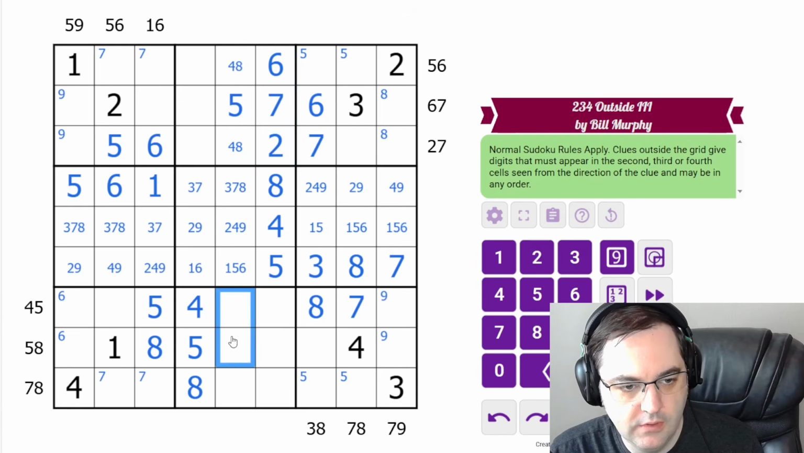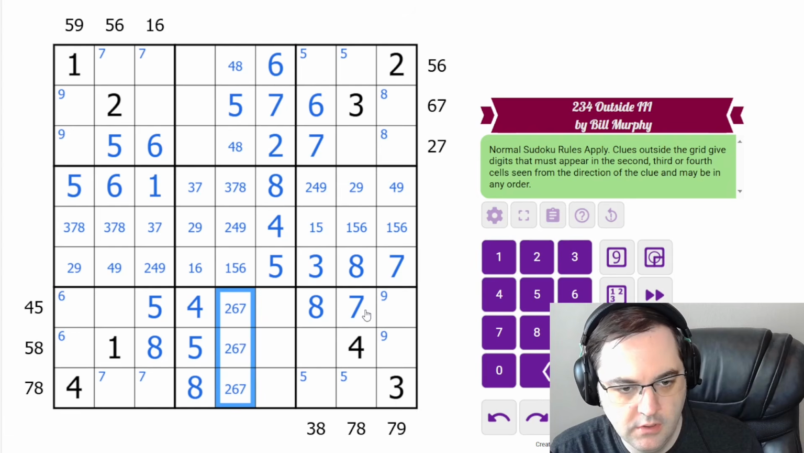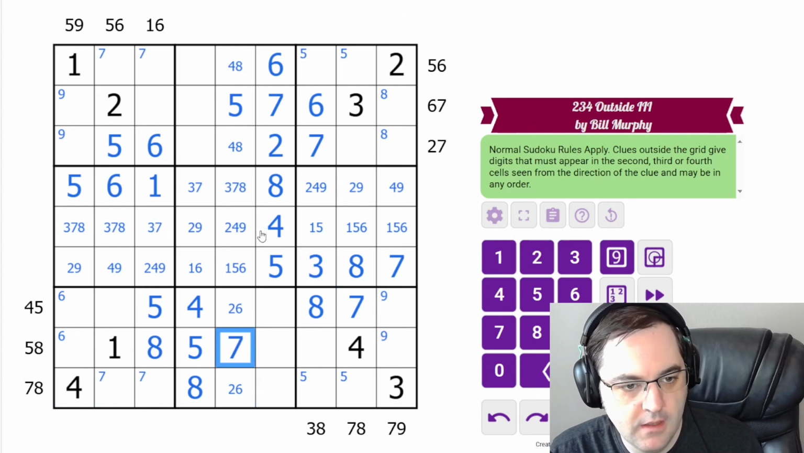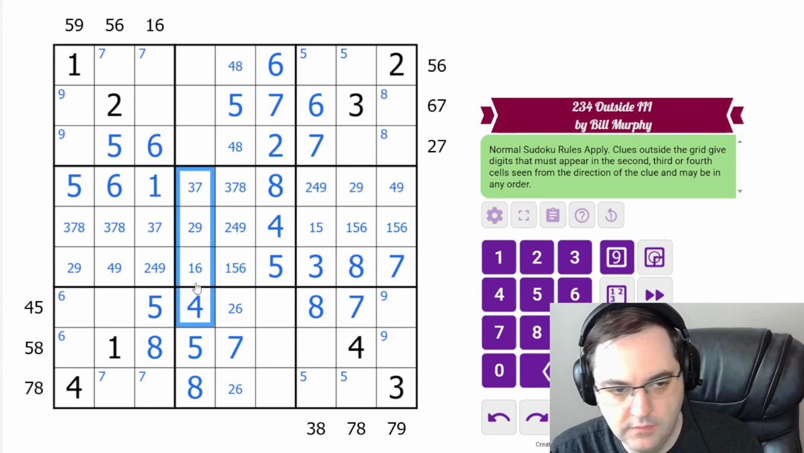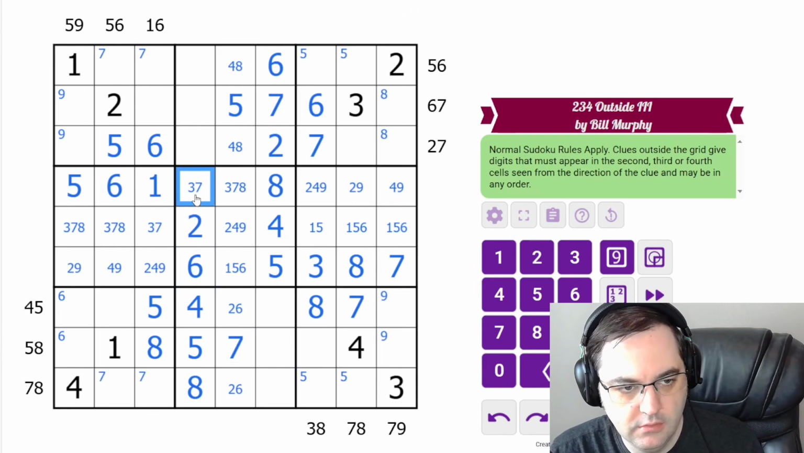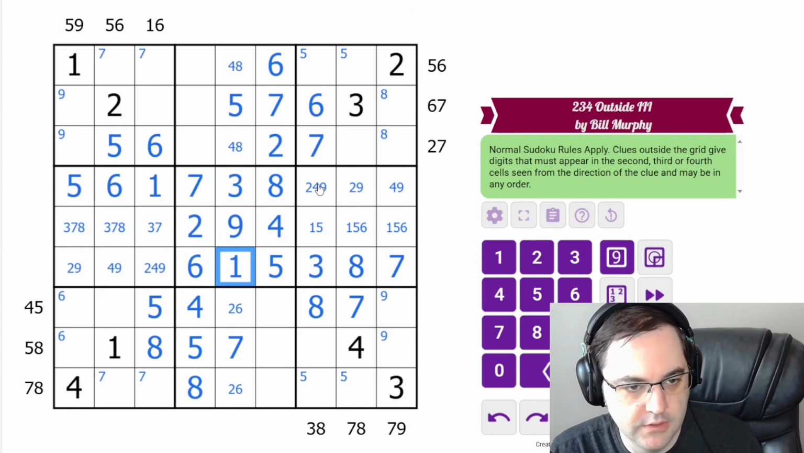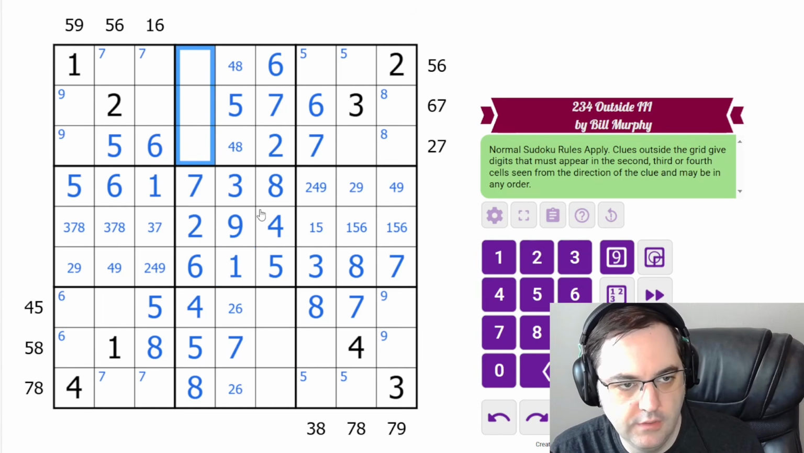6, 7, 2 can't go in that column, so this is 2, 6, 7. 7 can't go here or here, so this is 7. And now this needs to be 2, 6, 7 as well. We know the order of that, and that's going to resolve our middle digits here. All right, these are also 1, 3, 9.